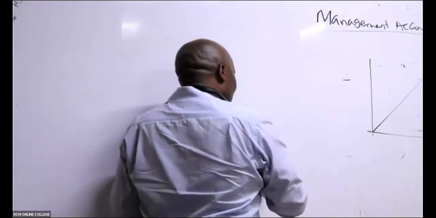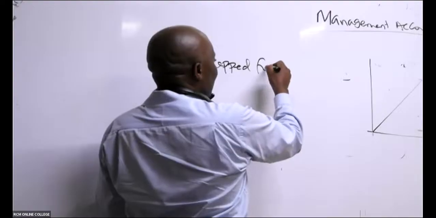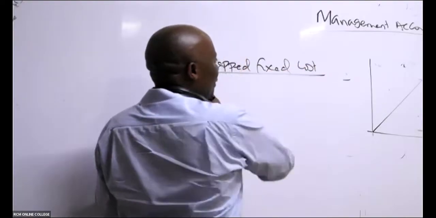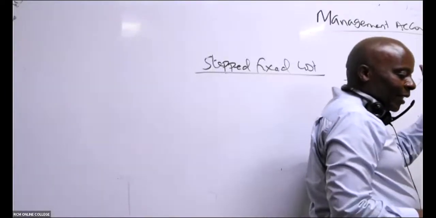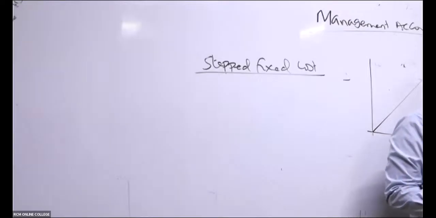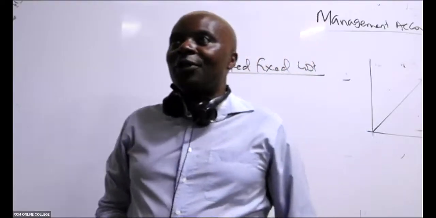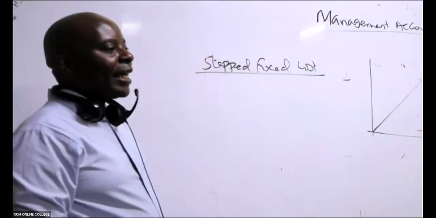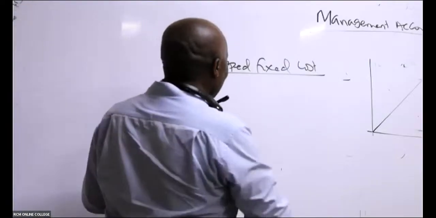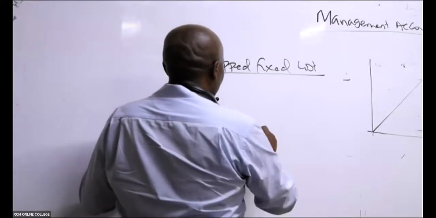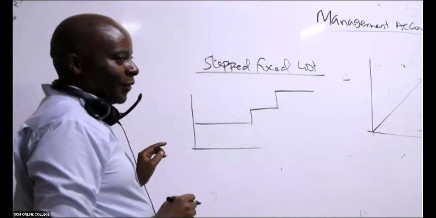And then, ladies and gentlemen, lastly, which wasn't captured here, this you have to write somewhere. The stepped fixed cost. The stepped fixed cost is like a staircase. Because on a staircase we have steps. You come and step like this, you step like that. So it is a stepped fixed cost.